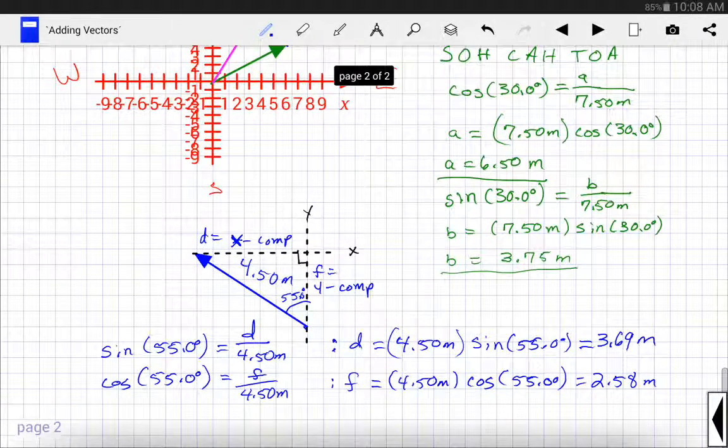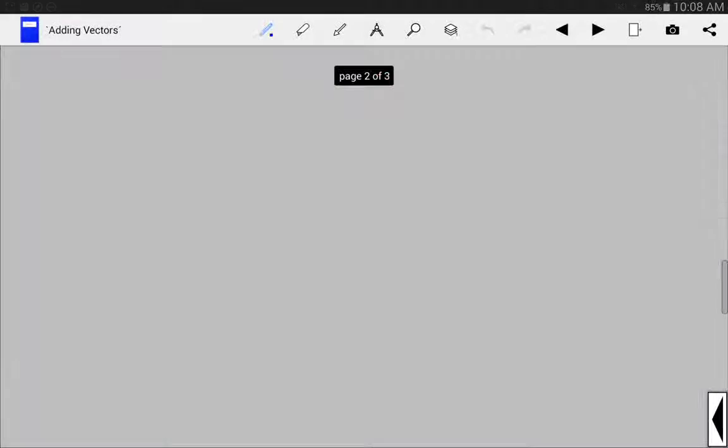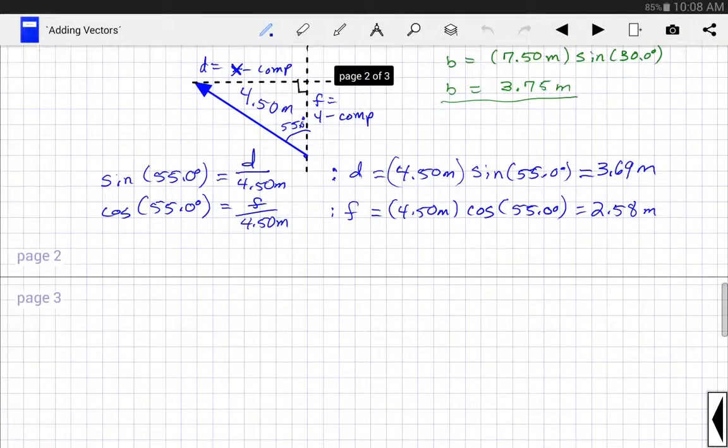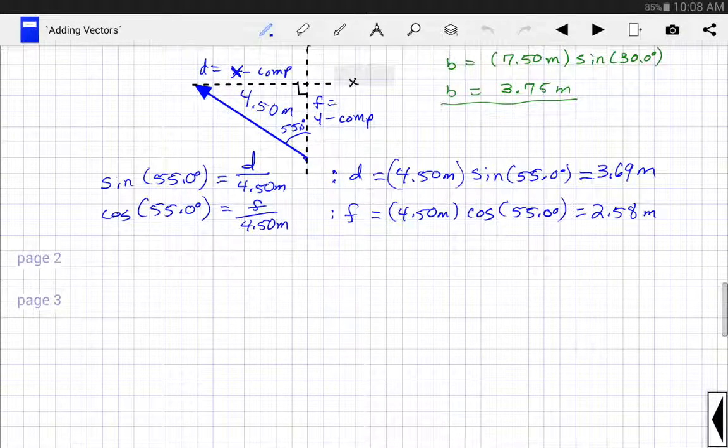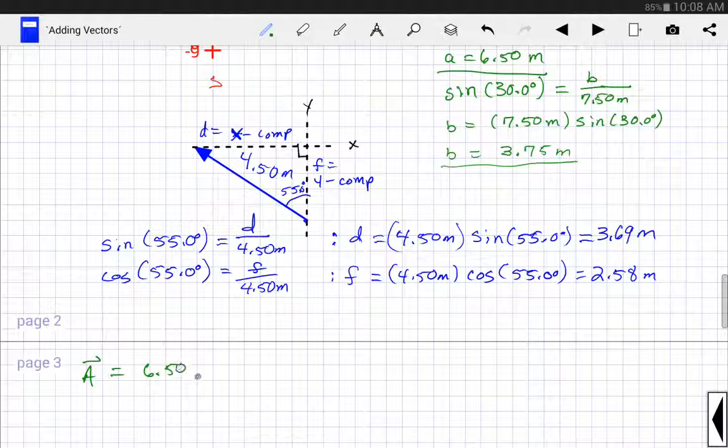So if I write these two vectors down now with their components, I'll write them at the bottom of the page, actually make another page, and this will allow me to roll it through to the next page and see both. So vector A, after all this work, writing it in components, was 6.50 meters x hat plus 3.75 meters y hat.